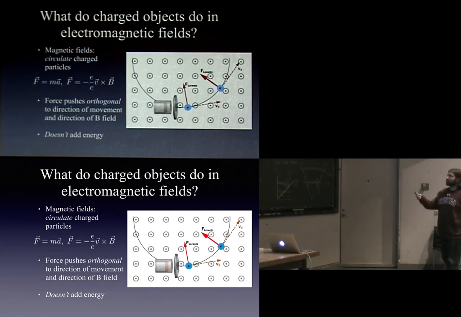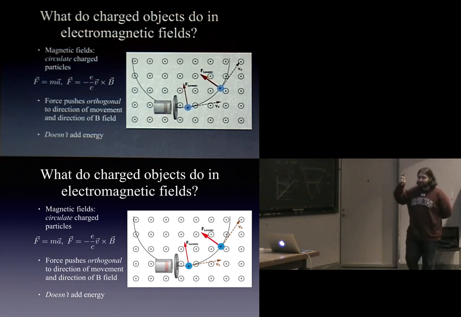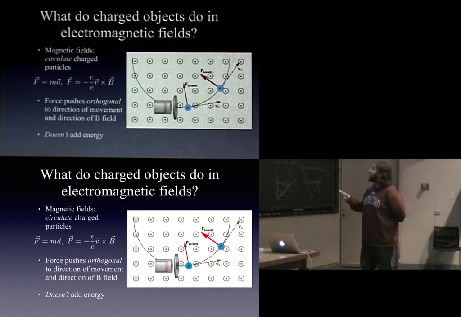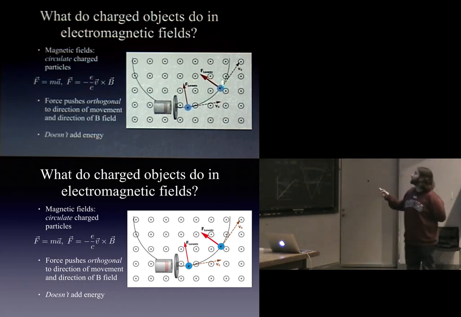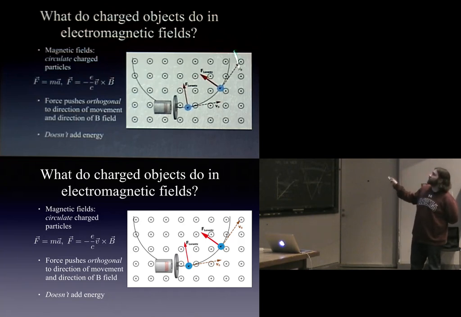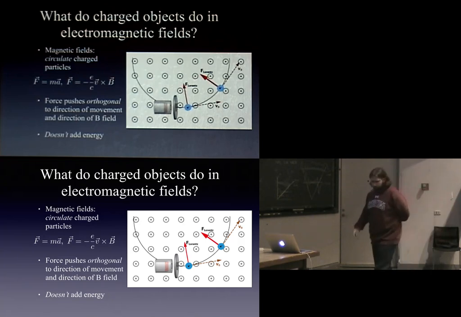Now, it's maybe not immediately obvious, but since the force is always acting in a direction that's orthogonal to the direction it's moving, it never actually speeds the particle up. It just changes the direction it's moving in. And it does not add energy. And what ends up happening is that if I shoot these electrons, they will just go in these large cyclotron orbits.